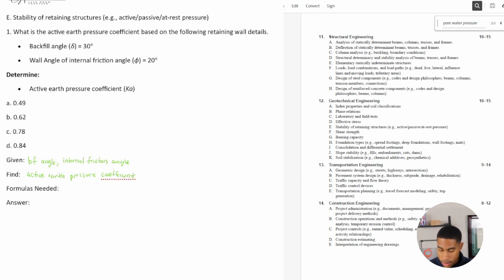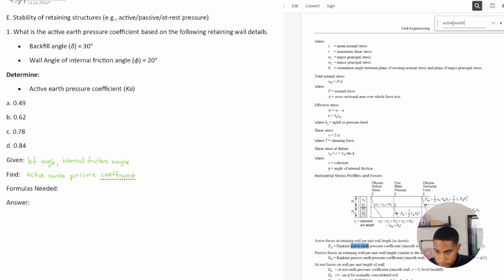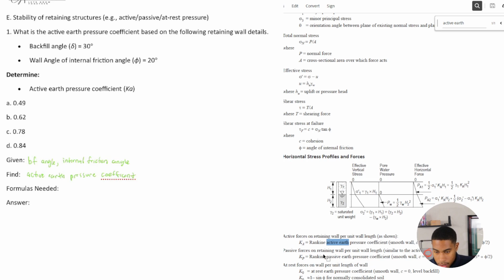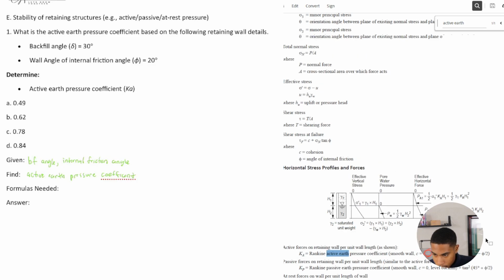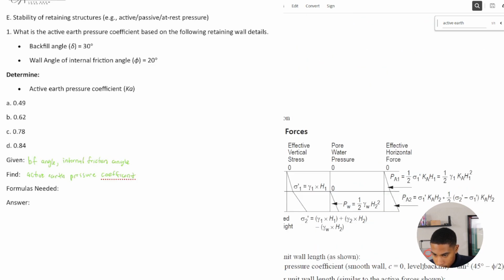So based on this, what formulas might I need to use? Well, I don't know what any of this is, so I'm just going to search active earth. It's only one thing that comes up when I search active earth. All right. And so Ka is equal to the Rankine active earth pressure coefficient. Okay, so I believe that this might be what I need.